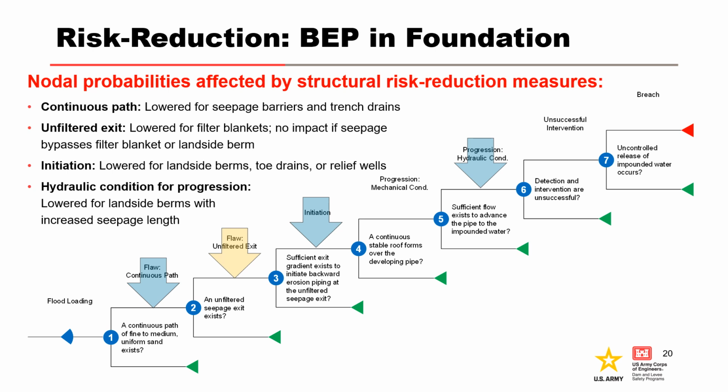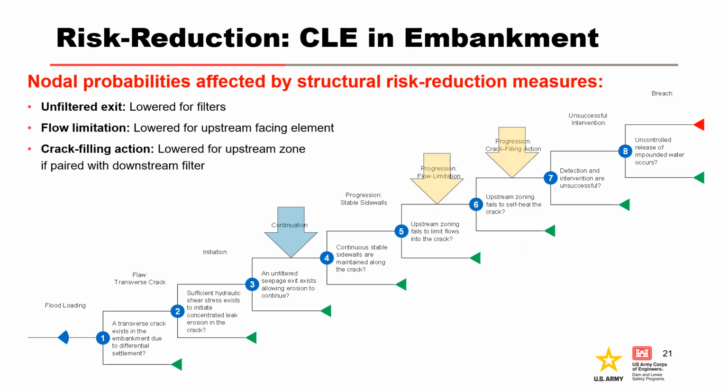Structural risk reduction measures must either interrupt the continuous flow path, provide a filtered exit, or reduce hydraulic gradients. These are the nodes that are typically targeted for concentrated leak erosion in the embankment. Providing a filter as a defensive measure is the most effective structural risk reduction measure.